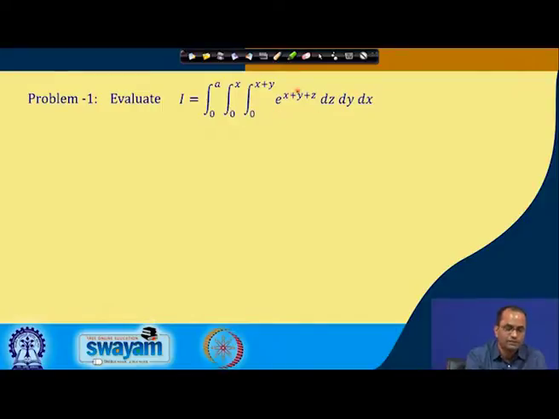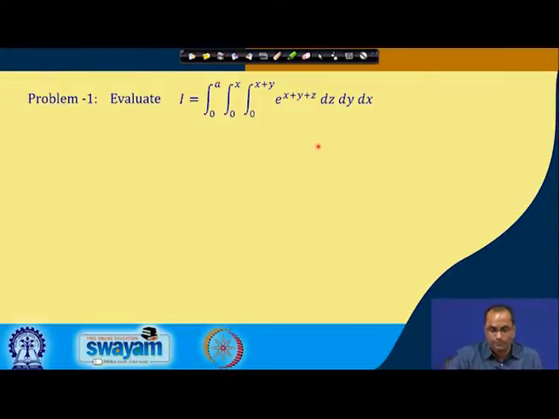The exponential function e power x plus y plus z, a very simple function, and we want to integrate it with respect to z, y, and then x. So the inner one is with respect to z, with limits 0 to x plus y, and for y the limits are given as 0 to x, and for x the limits are given as 0 to a.